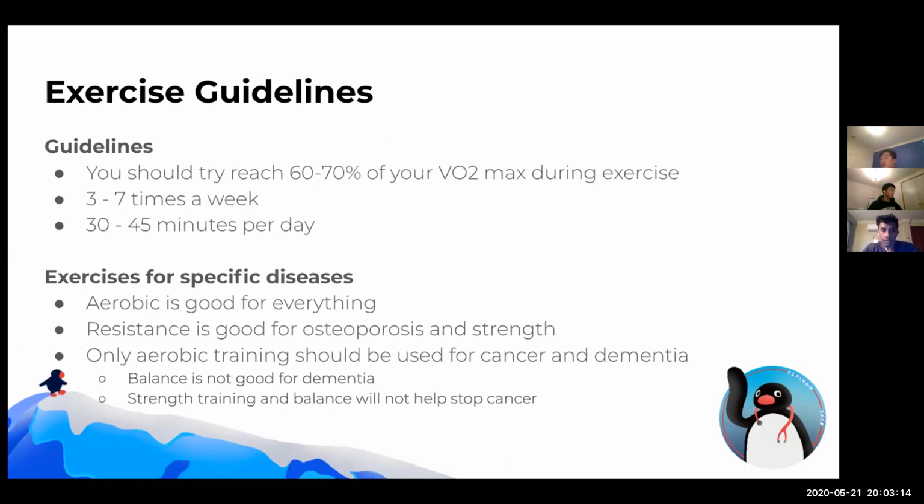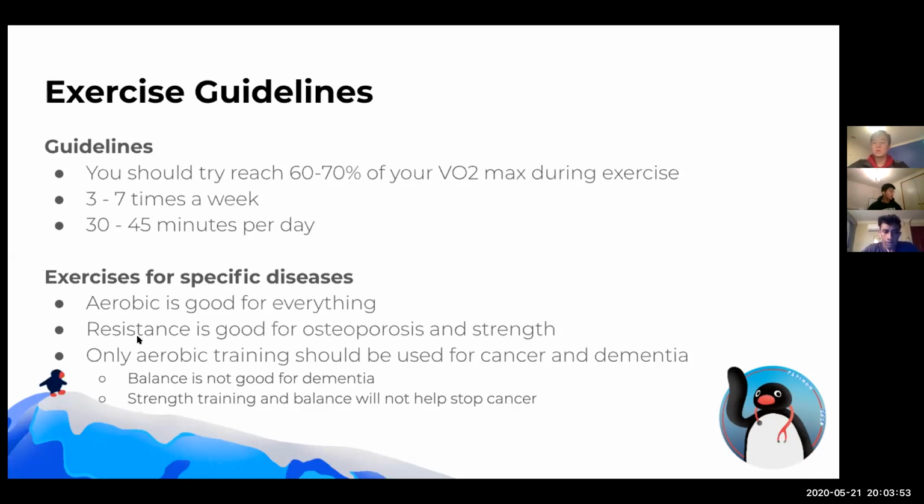There are certain guidelines that you need to follow. Again, these key stats: you need to hit 60 to 70% of your VO2 max, and the guideline is around 3 to 7 times a day. For specific diseases, aerobic exercise is good for everything. I have a table later on which you can see, and you need to know the differences for the different types of exercises. For most diseases you just need aerobic, but there are certain exercises which are not so good for specific diseases.